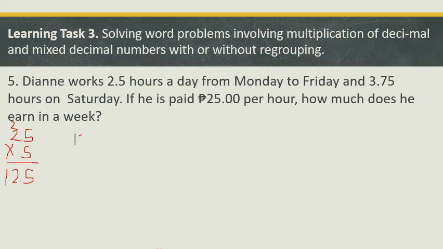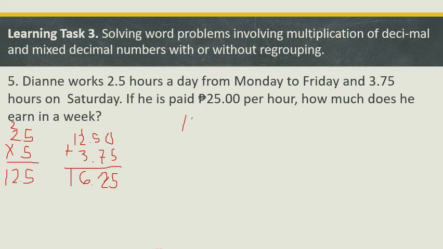So, 12.5, yung kaninang sagot natin sa Monday to Friday, plus 3.75. So, lagyan natin ng 0 dito para pantay. So, 0 plus 5 is 5. 5 plus 7 is 12. Carry 1. 2 plus 3 is 5 plus 1 is 6. And then, bring down 1. So, sa isang linggo, siya ay nagtatrabaho ng 16.25 hours.